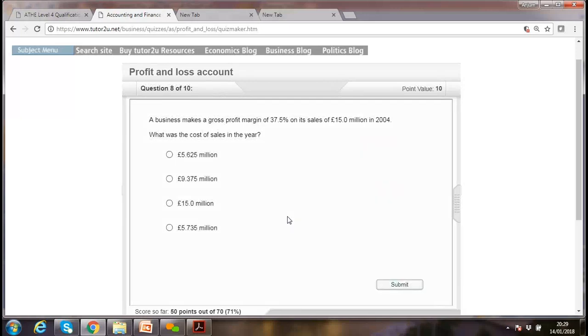A gross profit is 37.5% and its sales is 15 million. What will be cost of sales? If 100 minus 37.5, how much will be left? 62.5% of 15. What will it become? Calculate percentage of all, yes.